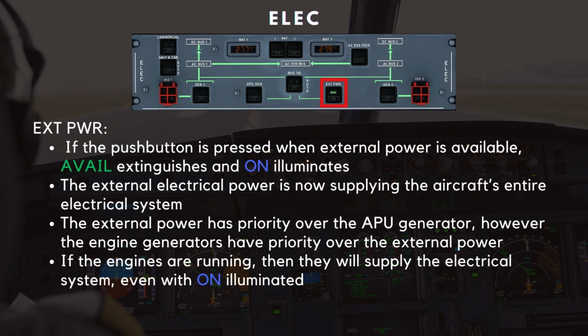If the push button is pressed when external power is available, the avail light extinguishes and the blue on light illuminates. The external electrical power is now supplying the aircraft's entire electrical system. The external power has priority over the APU generator. However, the engine generators have priority over the external power. Therefore, if the engines are running, then they will supply the electrical system, even with the blue external power light illuminated.